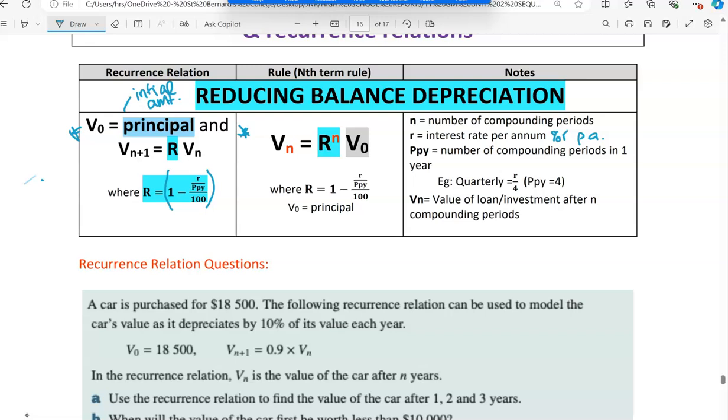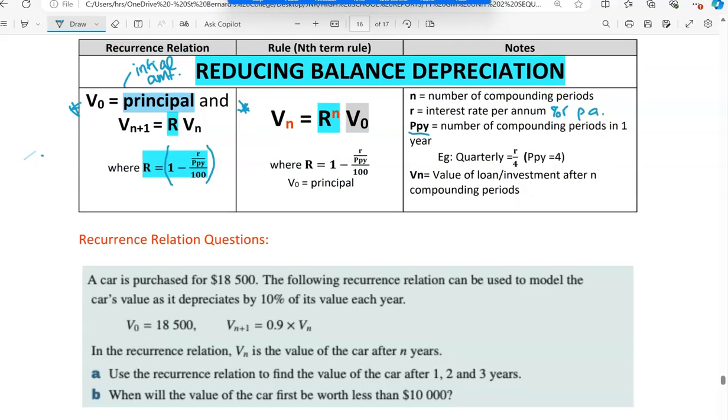And then PPY is important, on how many times a year. With reducing balance depreciation, when you've got an item that's reducing in value, it's not very often that we change the PPY. The PPY is often 1, and you'll see that, but that's okay. If we have a blanket rule for it, we will always do it right.